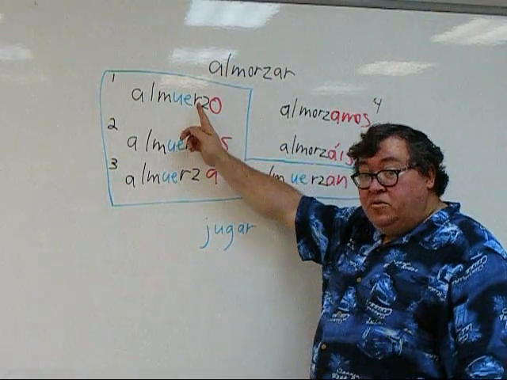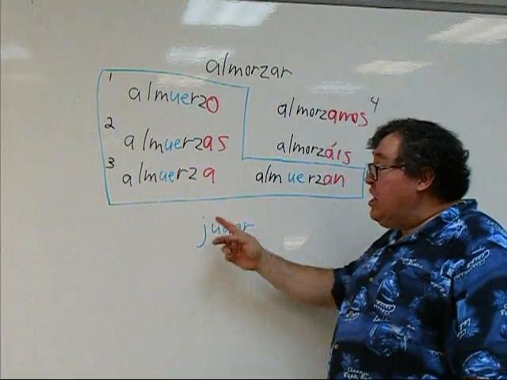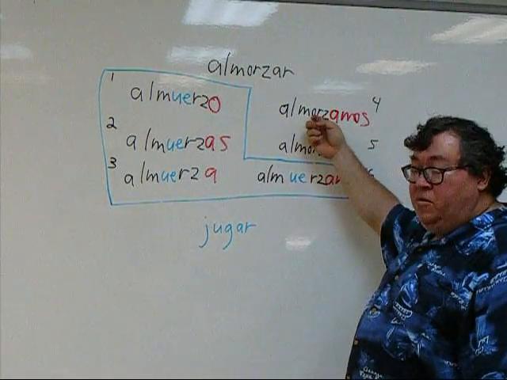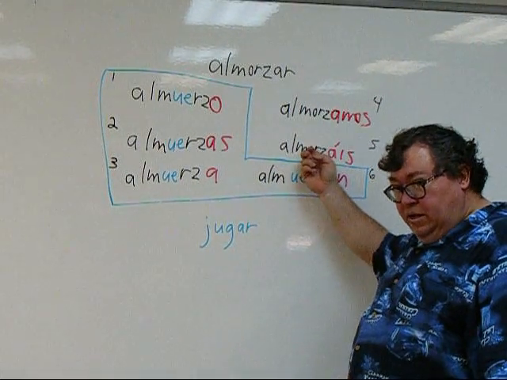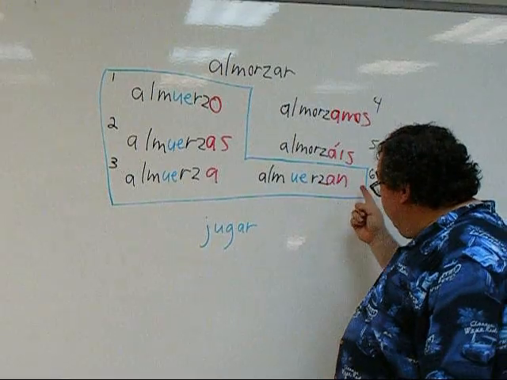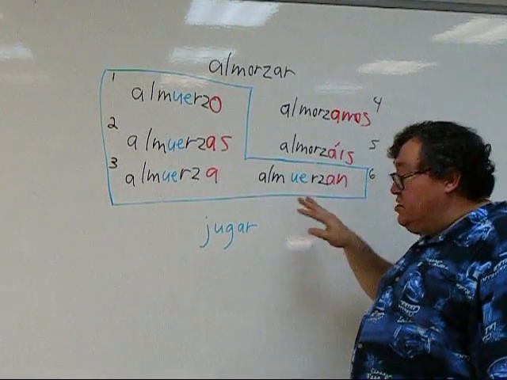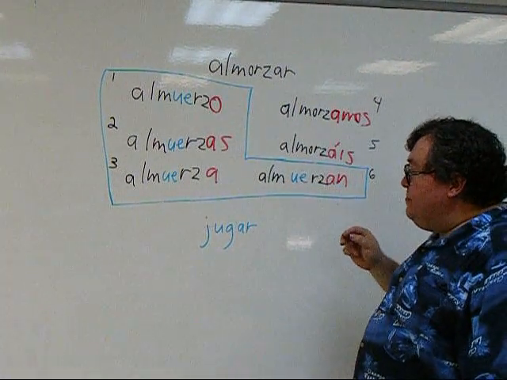So instead of almorzo, it's almuerzo, almuerzas, almuerza, almorzamos. No stem change because the emphasis is on this A. It's not on that stem. And here, almorzáis. Again, the emphasis is on the A, not on the stem. But when we get back to the last conjugation, the slot 6 or ellos, ustedes conjugation, the emphasis is back on the stem with the UE, almuerzan.